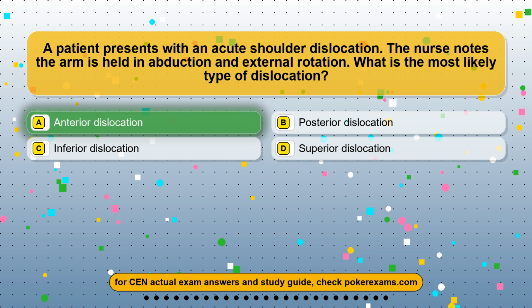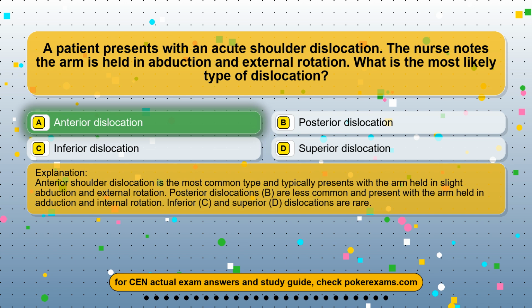The correct answer is option A. Anterior dislocation. Anterior shoulder dislocation is the most common type and typically presents with the arm held in slight abduction and external rotation. Posterior dislocations, B, are less common and present with the arm held in adduction and internal rotation. Inferior, C, and superior, D, dislocations are rare.